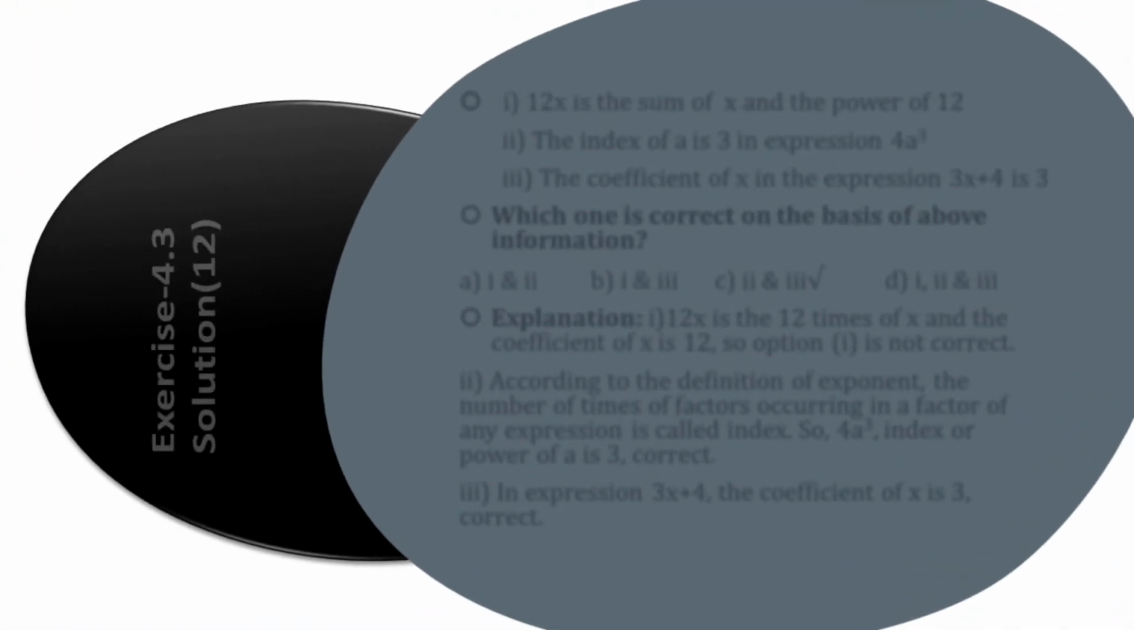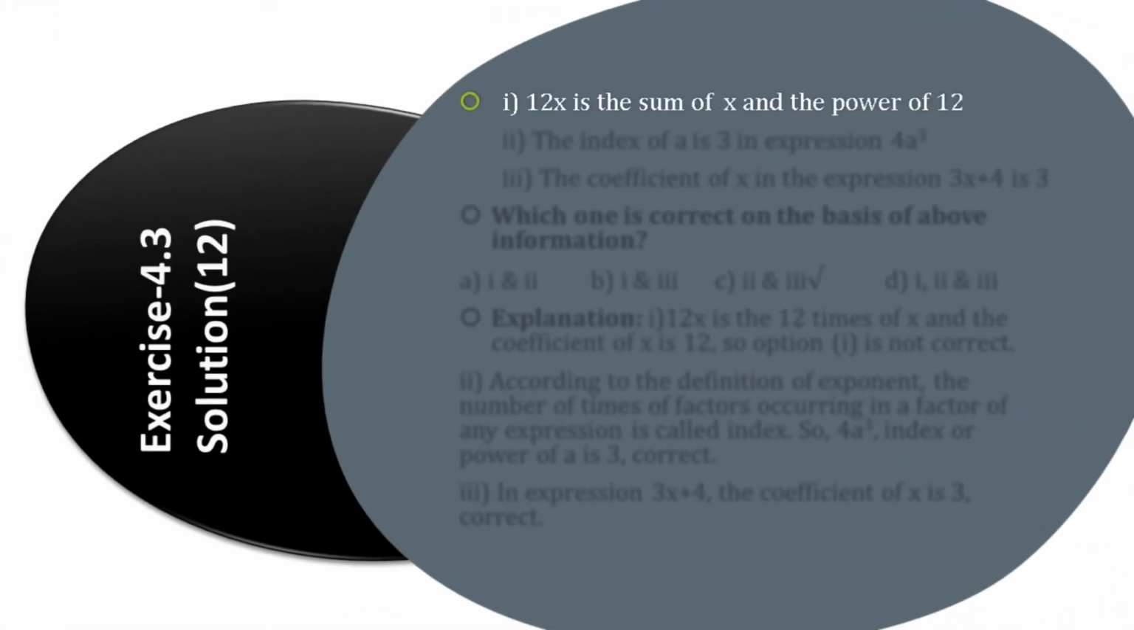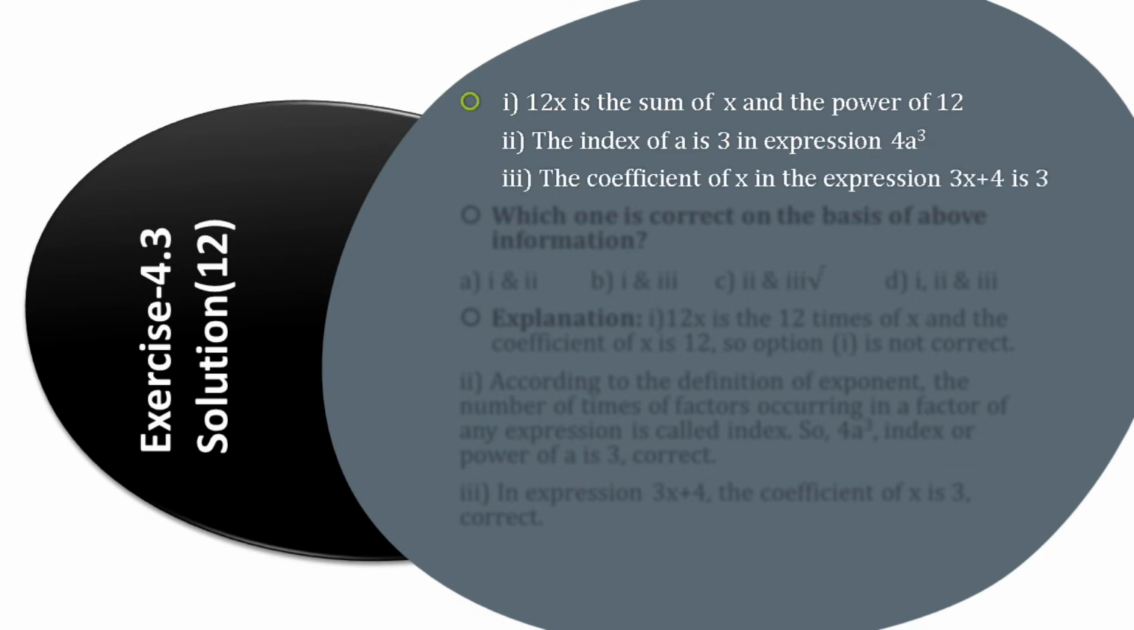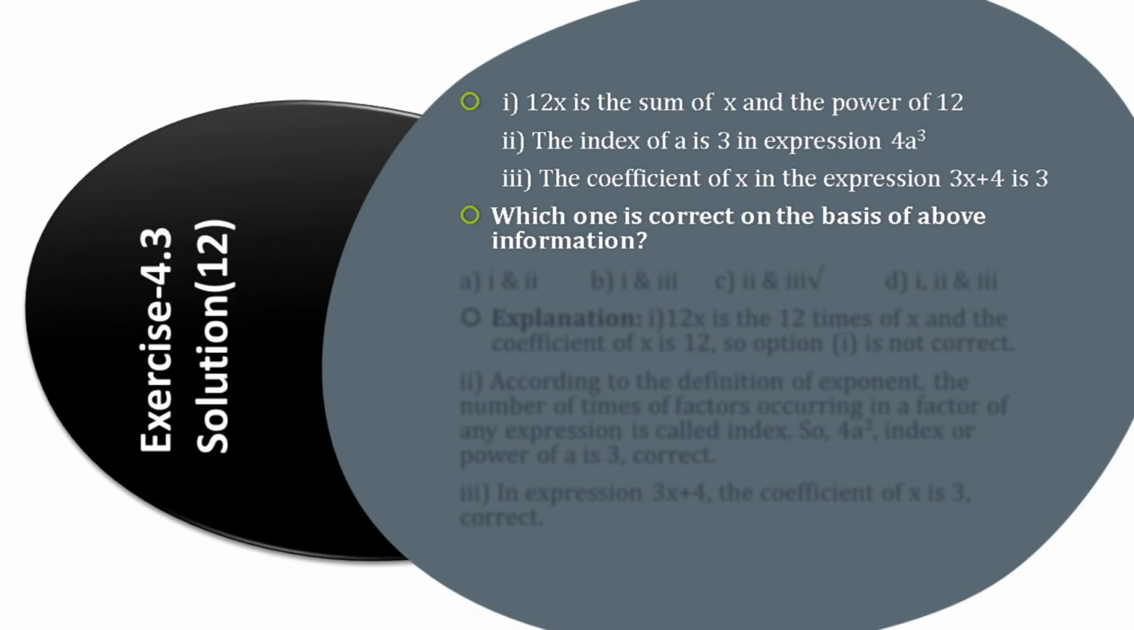Solution number 12. Number 1, 12x is the sum of x and the power of 12. Number 2, the index of a is 3 in the expression 4a to the power 3 or 4a cube. Number 3, the coefficient of x in the expression 3x plus 4 is 3. Let us see which one is correct on the basis of the above information, my dear. The answer is C, 2 and 3 is the tick mark, as you can see.